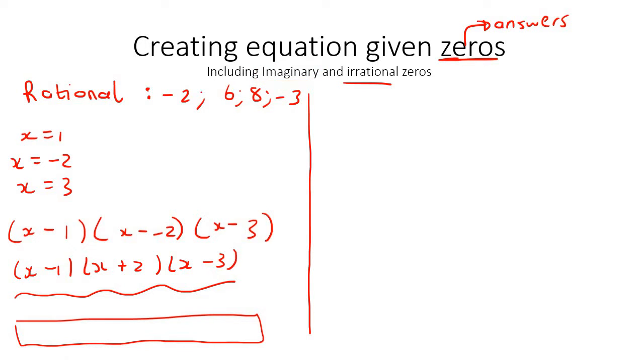Now, what's an imaginary zero? What's a zero like this? 4 plus 3i, or 6i, or -5i. Okay?